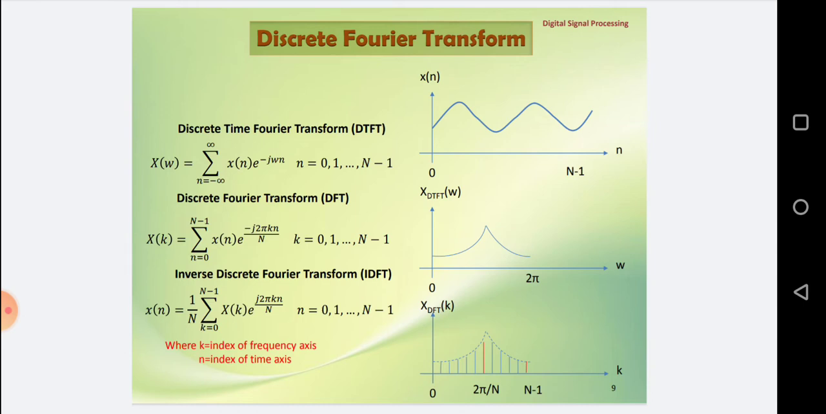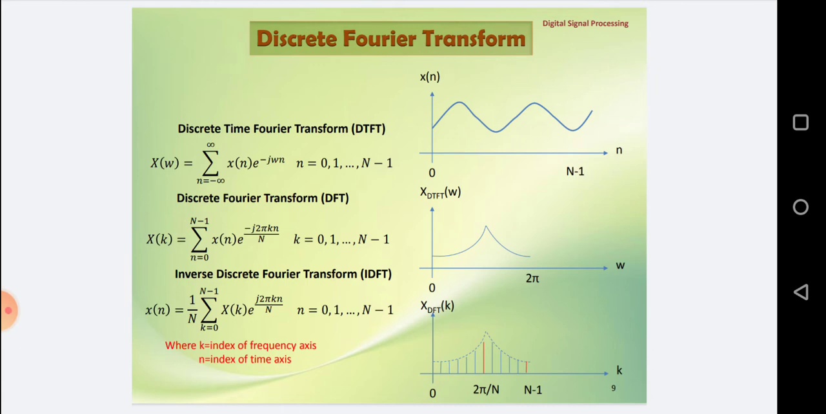So just check the formula of DTFT. It is x of n into e raised to minus j omega n, where omega is continuous, but when I write the formula for a DFT, this omega is replaced by 2 pi k by capital N, since we are sampling that continuous frequency. So the discrete Fourier transform is x of k is equal to summation n 0 to N minus 1 x of n into e raised to minus j 2 pi k n by capital N, where k ranges from 0 to capital N minus 1.